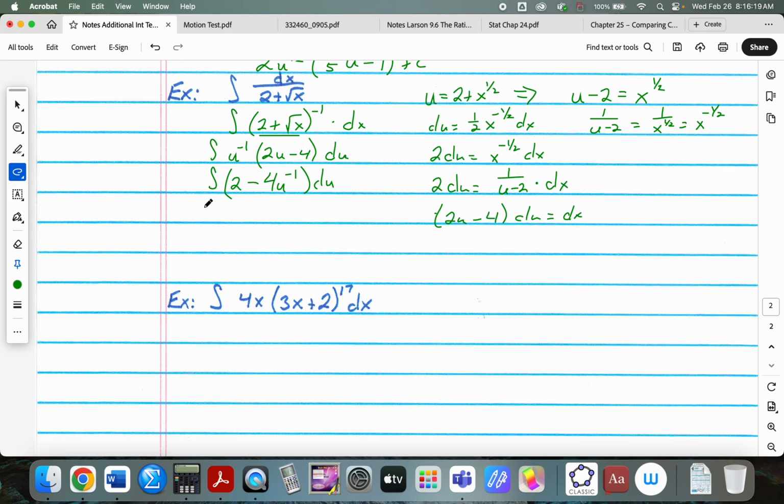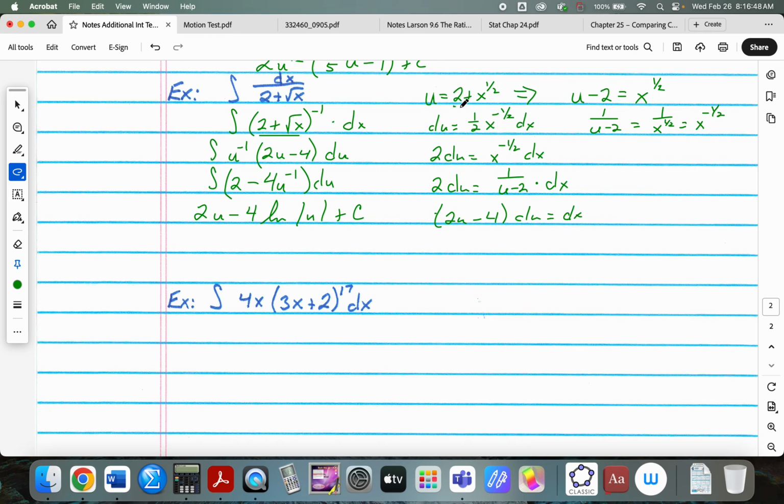So taking the antiderivative, this will be 2u minus 4. What's the antiderivative of u to the negative 1? Again, close. There we go. Natural log of the absolute value of u. We're actually going to find in just a moment that we can drop that, but you don't want to leave it off at the beginning.